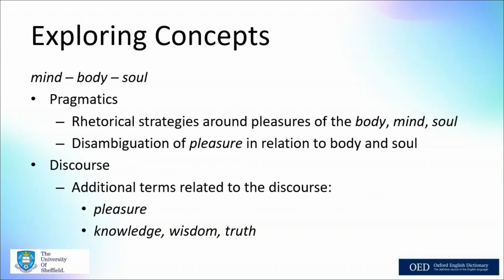We can ask pragmatic questions about rhetorical strategies around the pleasures of the body, mind, and soul. We could look at the disambiguation of pleasure and the way that the words body and soul, when used together here, inform the meaning of this fourth word, pleasure. And in fact, once we calculate quads for more data, we might very well see mind, body, soul, pleasure as a strong quad in early modern English discourse. And then, of course, we can, as I've already shown, expand into these other words into the discourse: pleasure, knowledge, wisdom, truth, and what it is that they mean alongside these.